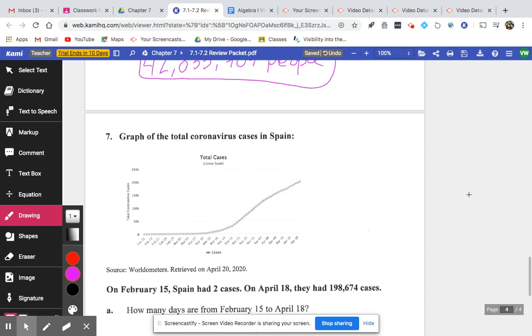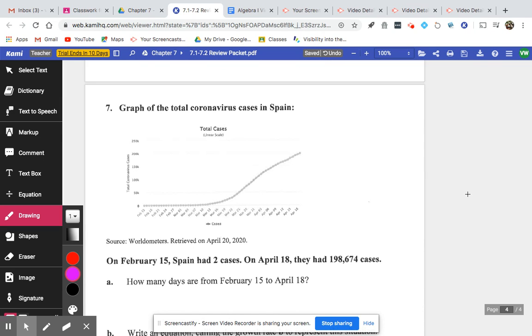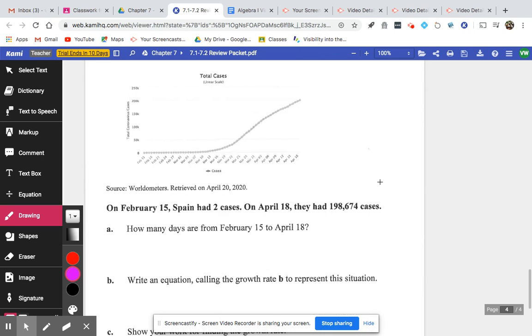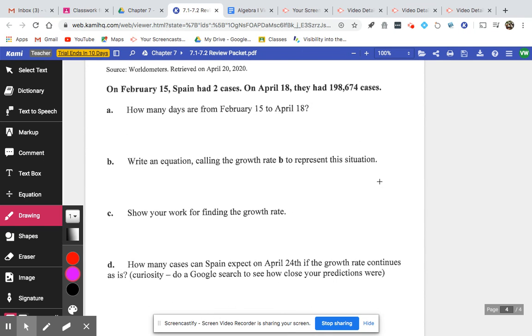Number 7. This one's kind of an interesting one because we're talking about the coronavirus, COVID-19. For number 7, they give us a graph. And on February 15th, Spain had 2 cases. On April 18th, they had 198,674, a little bit of a jump. This question is broken up into 4 parts, as you know. How many days are from February 15 to April 18?